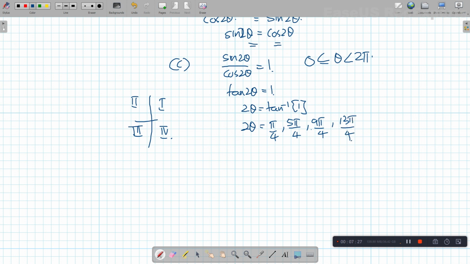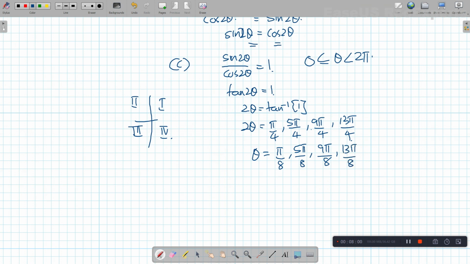You can go back again, but that will be more than 2 rounds. 720 plus 45 is 765, but you don't have to do that. So just keep it up to 2 rounds. First round 360, second round 720, that's enough. Now theta equals pi over 8, 5 pi over 8, and then 9 pi over 8, and 13 pi over 8.